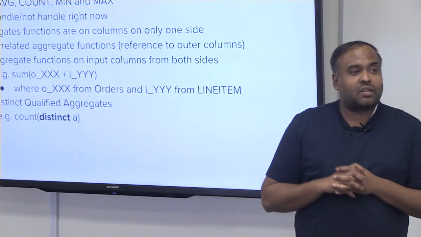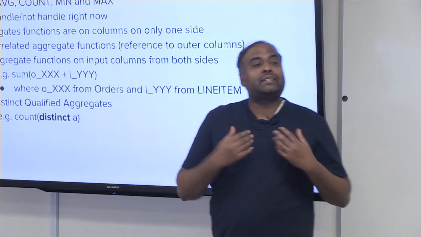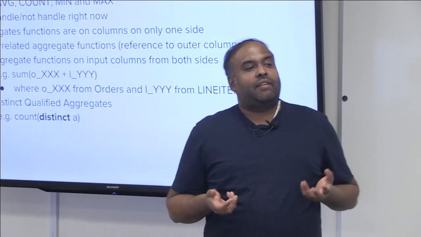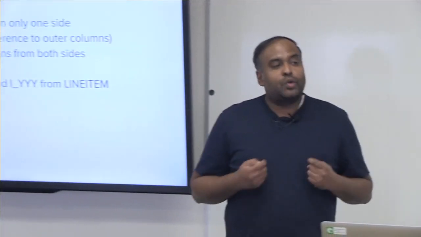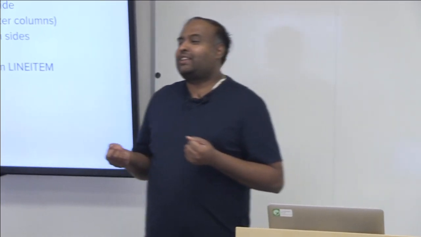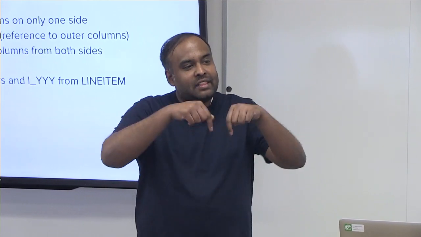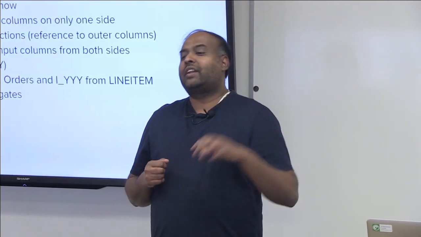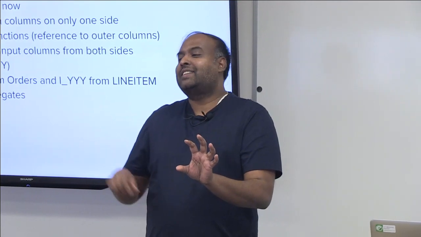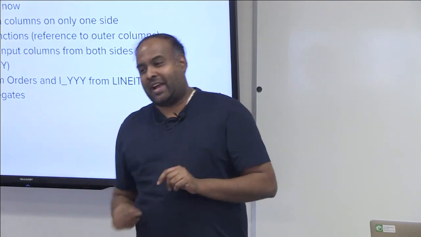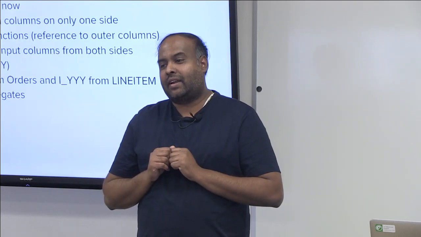We are in the process of investigating how to cleanly do distinct qualified aggregates, where you have count distinct, min distinct, max distinct. And we don't do correlated aggregates. Just like a correlated subquery, you can have correlation within the input to an aggregate. So you can say sum of P2 dot price multiplied by P1 dot price, where P1 is coming from the outer side. So we don't handle correlated aggregate functions.